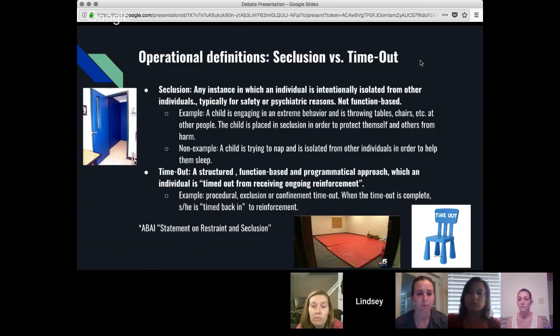Timeout is a structured, function-based, and programmatic approach in which an individual is timed out from receiving ongoing reinforcement. An example of this is procedural exclusion or confinement timeout. When the timeout is complete, he or she is timed back into reinforcement.